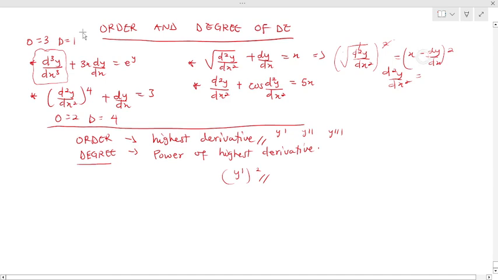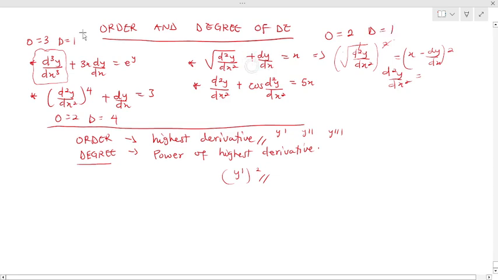You can see that here is d squared y over dx squared, and this is dy over dx. Even if you expand this, we still have only the first derivative appearing here. The square here will only affect the power, but not the order. So the highest order is going to be 2. Then the power to which this derivative is raised is what? 1. So therefore our degree is 1.